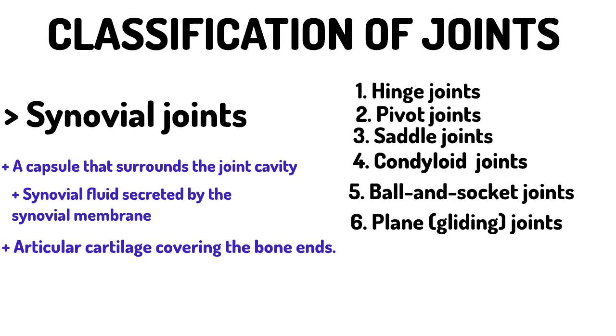So there you have it, a brief anatomy of the classification of joints found in the human body.